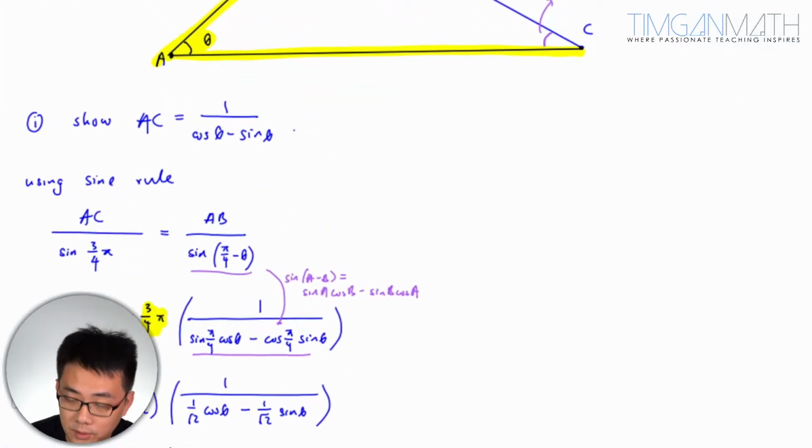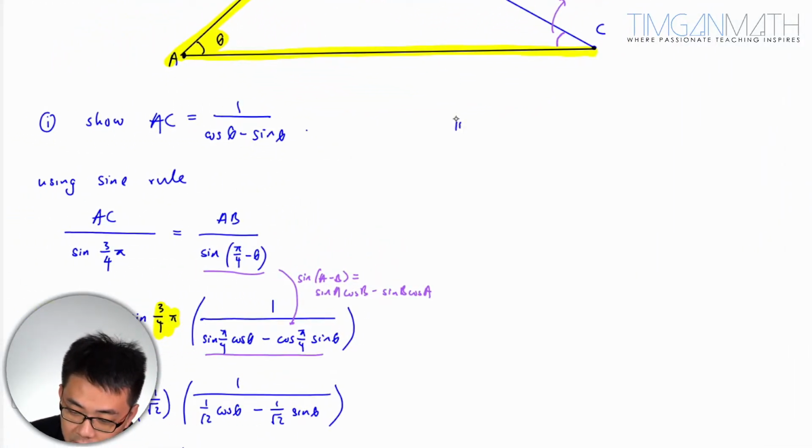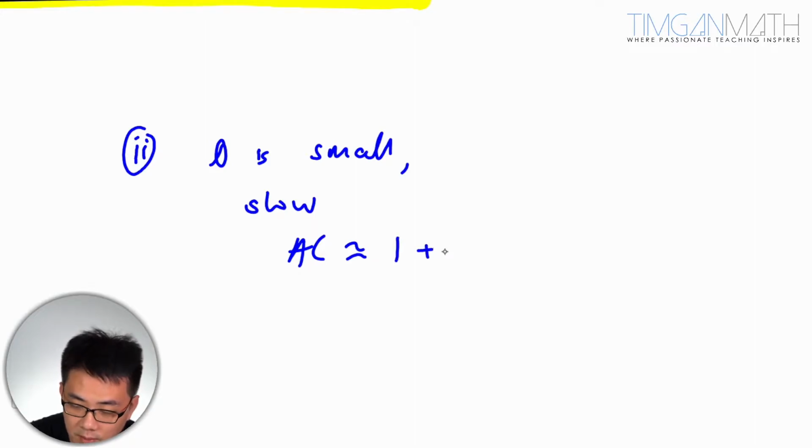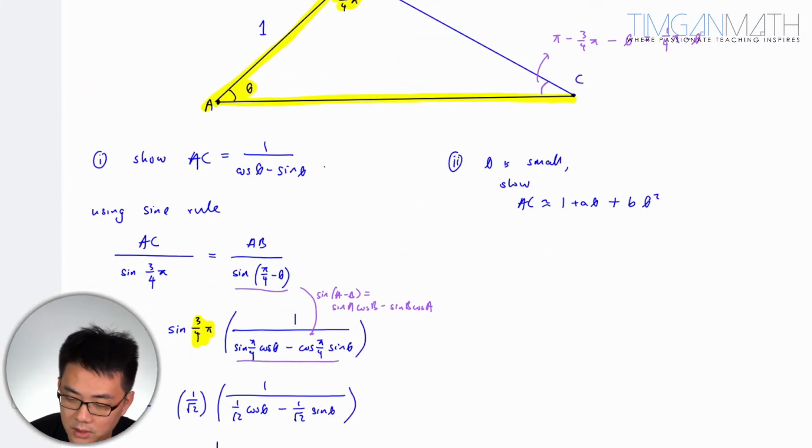Now let's look at part 2. Given that theta is sufficiently small, show that AC is equal to 1 plus A theta plus B theta square. Okay, so this is important.